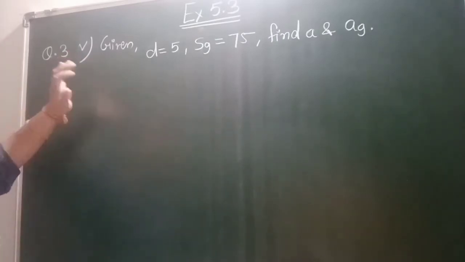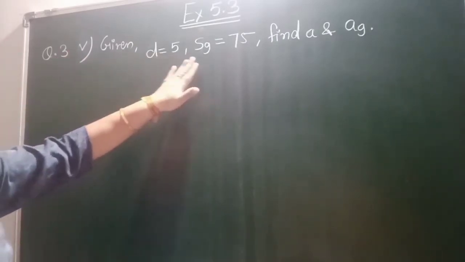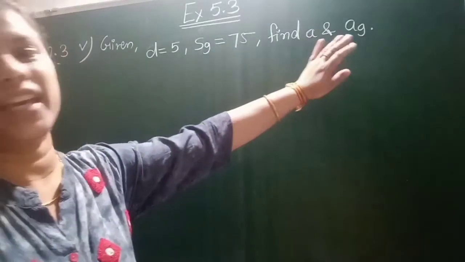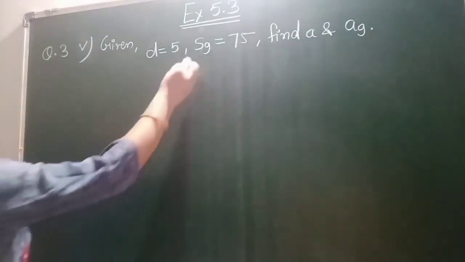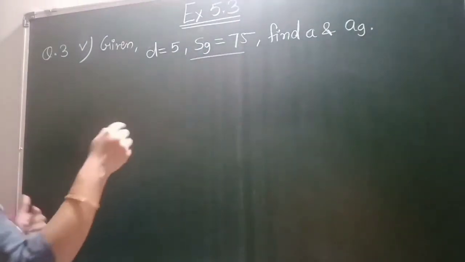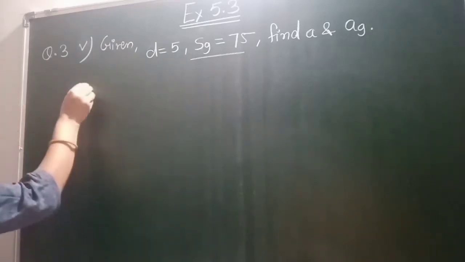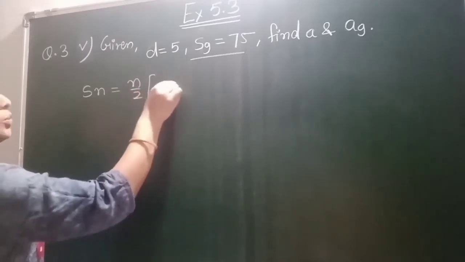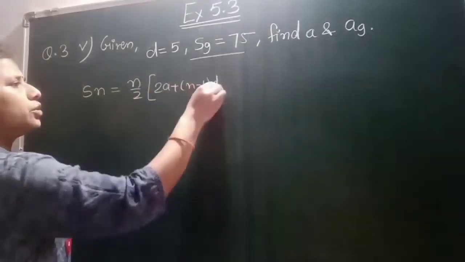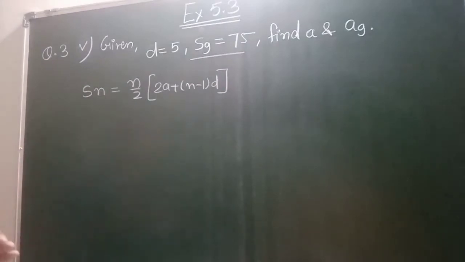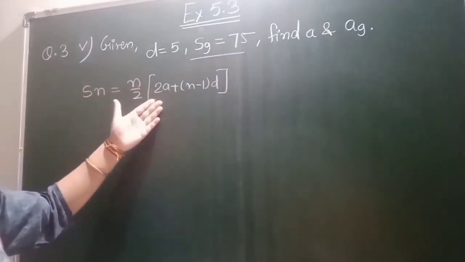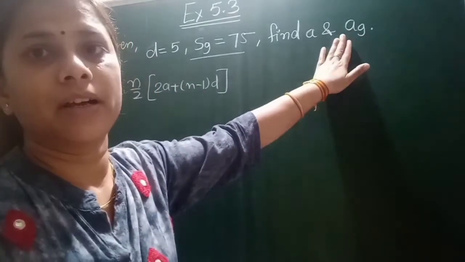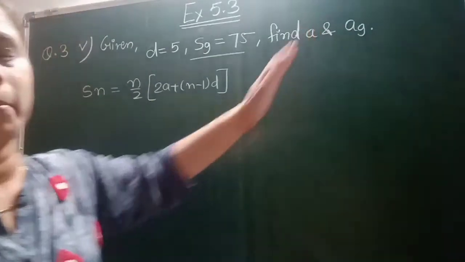Fifth part of this question is: it is given that d equals 5, S9, the sum of 9 terms, is 75. Then we have to find the value of a and a9. So students, obviously we will first apply the formula, as we will use this S9 equals 75. For that we will apply this formula Sn equals n upon 2 into (2a plus (n minus 1) into d). Why are we not applying here the other form of this formula, a plus an within bracket? Because an is unknown for us, so we cannot apply that formula.